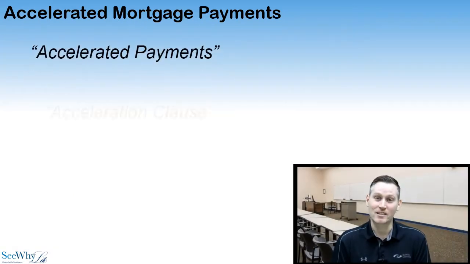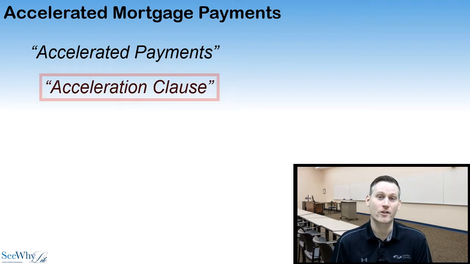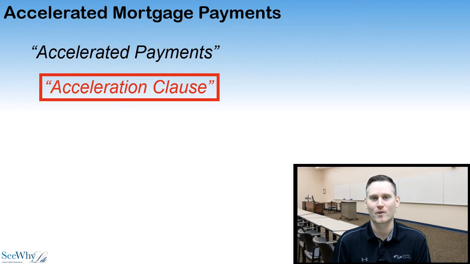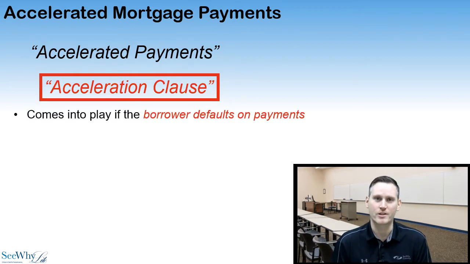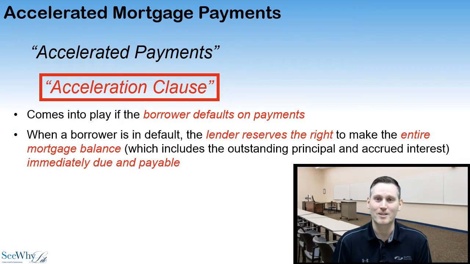Accelerated payments and an acceleration clause may sound similar, but they're actually completely different things, so it's only fitting that we touch on the acceleration clause in this video as well. Most mortgages have an acceleration clause, which comes into play if the borrower defaults on payment. When a borrower is in default, the lender reserves the right to make the entire mortgage balance, which includes the outstanding principal and accrued interest, immediately due and payable. In other words, the lender can accelerate the requirement to pay the mortgage in full.